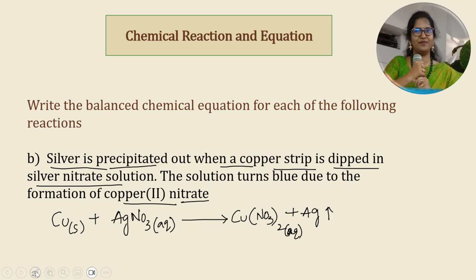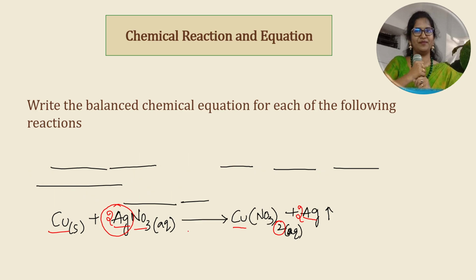Now we have to balance the chemical equation, right? So what is given here? Copper is there, 1 copper. Here is AgNO3, and here NO3 is given 2 times, right? So what we need to put? You need to put 2 over here as a coefficient. And now what has changed? Silver is changed, 2 moles of silver are present. So here we will write 2, right? Got it? Now moving on to the next question.